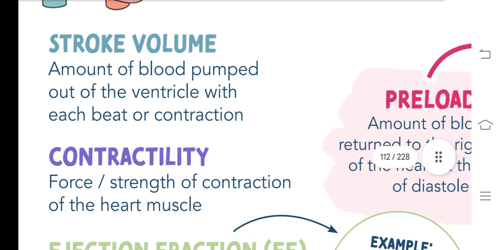Then we have another term which is stroke volume. Stroke volume is the amount of blood which is pumped out of the ventricles with each beat of contraction. It means both ventricles, right and left, at the same time during the contraction, both ventricles pump the blood, which is known as stroke volume.